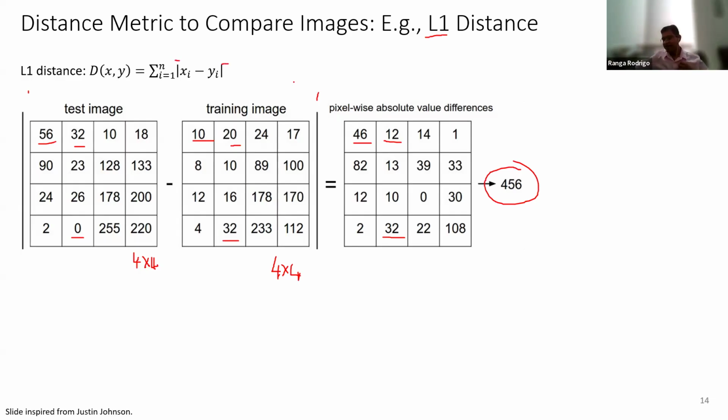I hope you understand the distance metric, one of the distance metrics. There are problems with these distance metrics, that's for sure. Any questions?